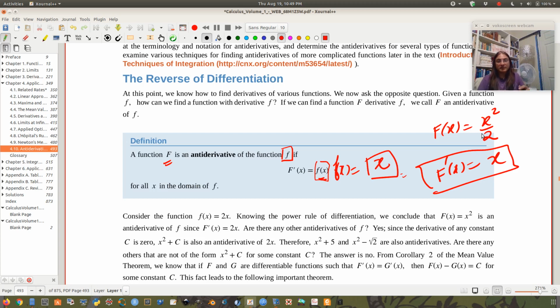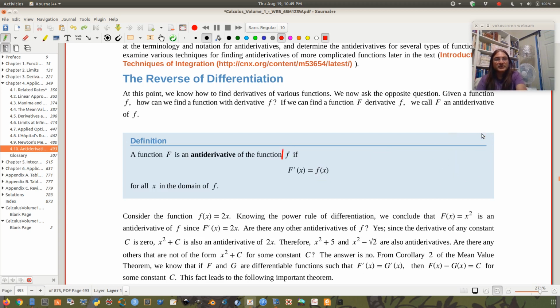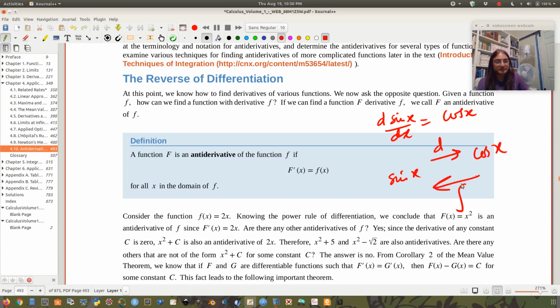Okay, because there are tables of derivatives, you can see them in the appendix. If the derivative, for example, of sine x is cos x, then the antiderivative, we'll call it with something called the integral sign, in the opposite direction, the antiderivative of cos x is sine x. This is the reverse process.